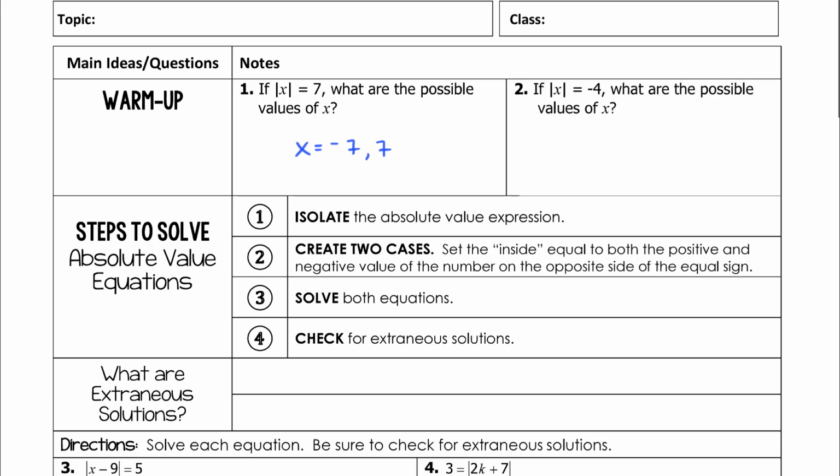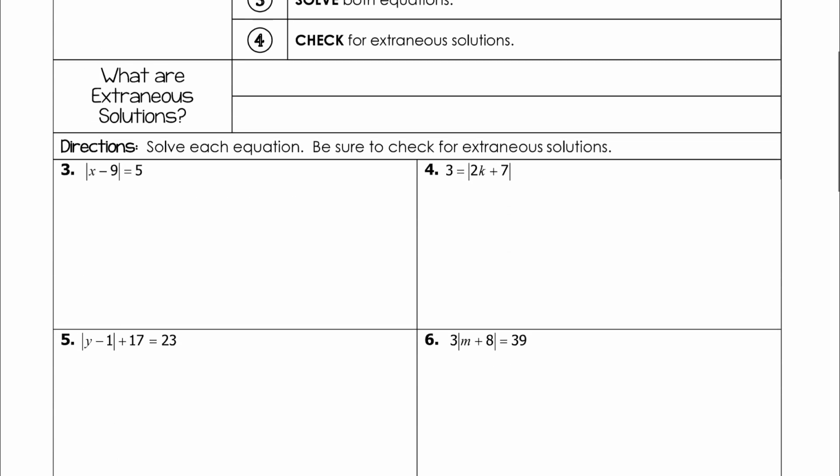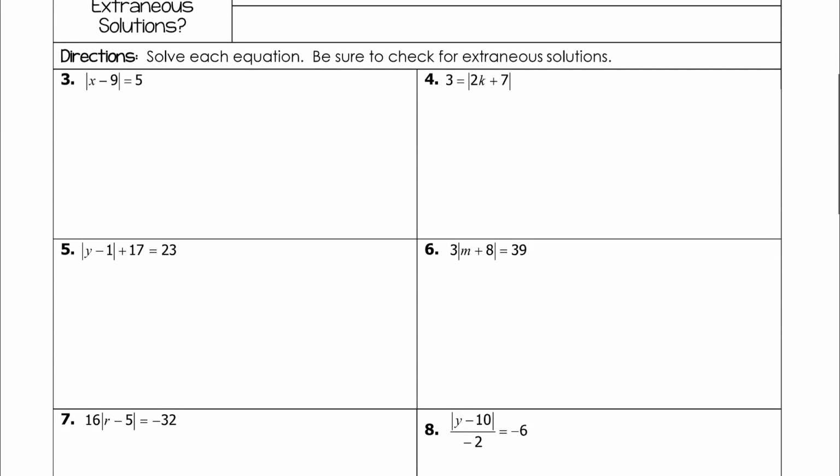With number 2, however, it says if the absolute value of x equals -4, what possible values of x exist? We cannot take the absolute value of a number and generate a negative solution. And that will always be the case with absolute value equations. So whenever you have an absolute value equal to a negative number, it is going to be no solution. It can't be done. And that's going to lead us into our discussion here on absolute value equations.